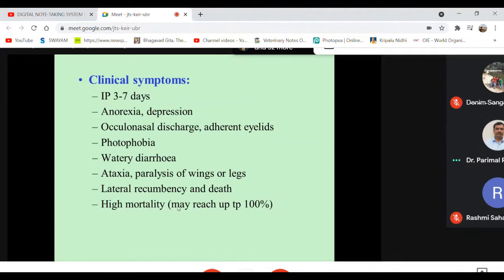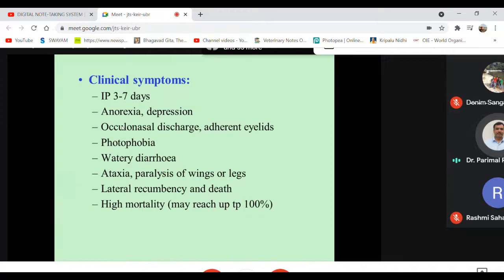After 3 to 7 days of incubation period, the bird initially shows anorexia and then oculonasal discharges. Something very peculiar is that ducks prefer the water bodies for swimming, and they feel happy going there. But if the birds are affected with duck plague, they are reluctant to go to the water bodies. It is even said that if you throw an infected duck into the water, it will come up again.